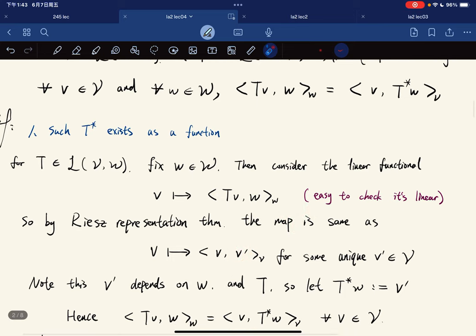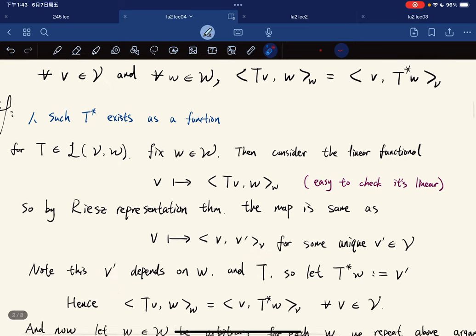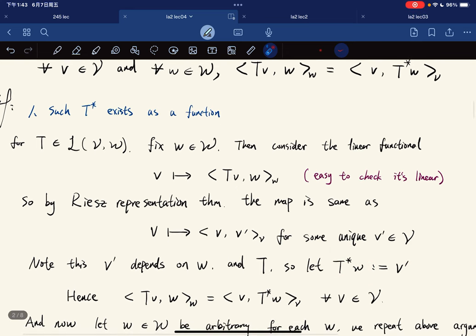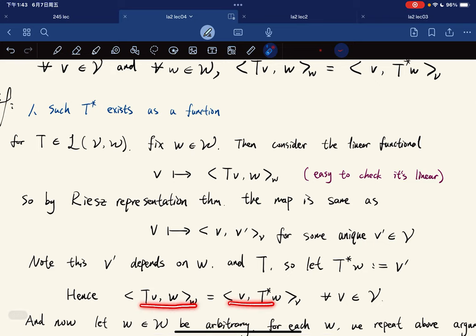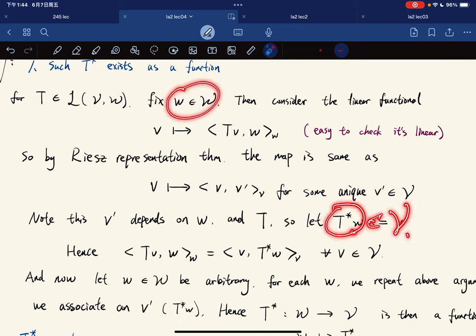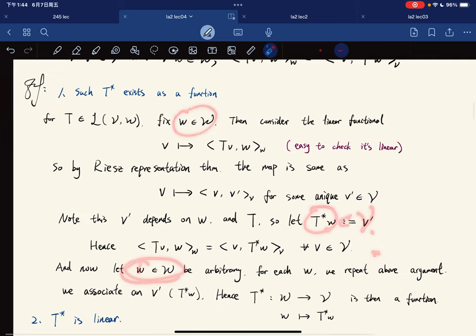Note that this v prime depends on w. We fix w, and then we have the associated v prime, and this also depends on T. So we let T star w equal this v prime. Hence, we have the inner product of Tv and w equal to the inner product of v and T star w for any v. We fix w right now, and we have a unique T star w, which is in V. Now let w be arbitrary.